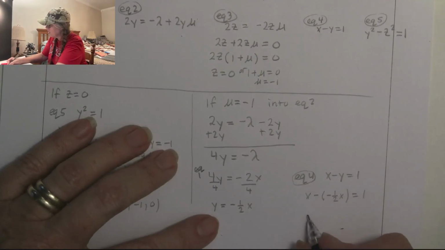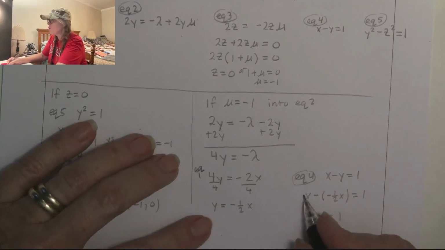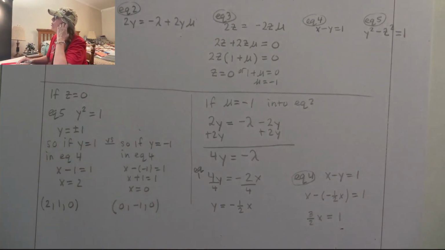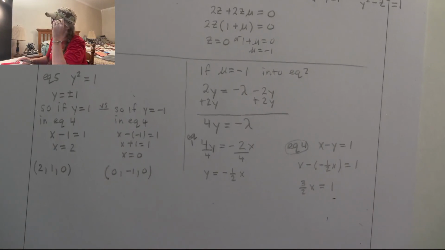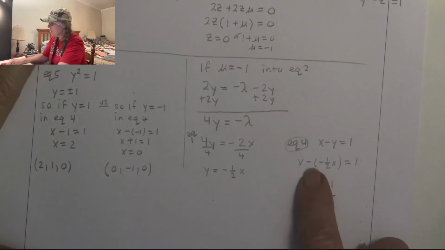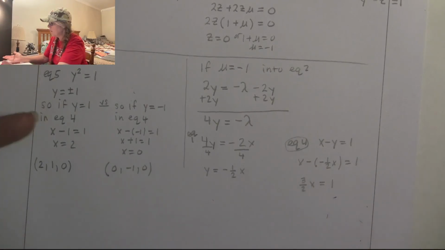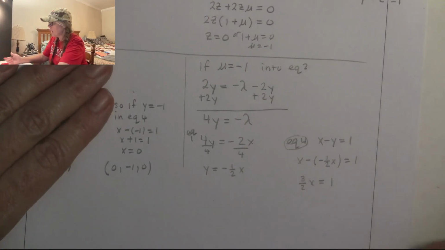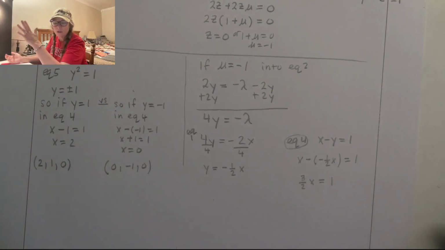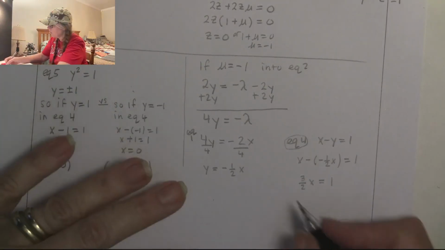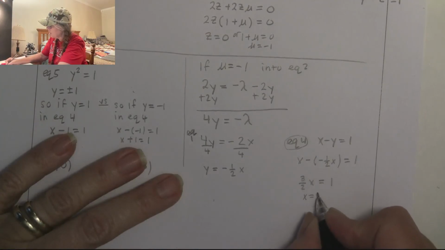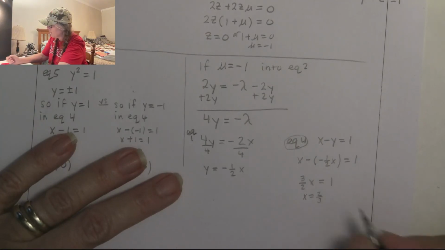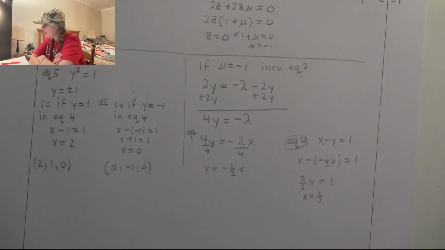So that when the dust cleared, I got 3/2 x equals 1, because 1 plus a half is 3/2. You can use your calculator if you need to. I got the double negative, so it's a plus. 1 plus a half is 3/2. And then I divided by 3/2 or multiplied by 2/3, whatever you want to say, and I got x is 2/3. And I thought, hot diggity dog. So x is 2/3. And so then I needed to know what y is.